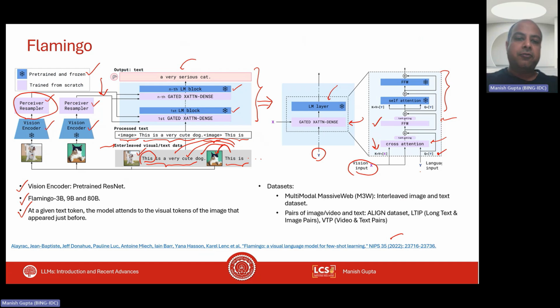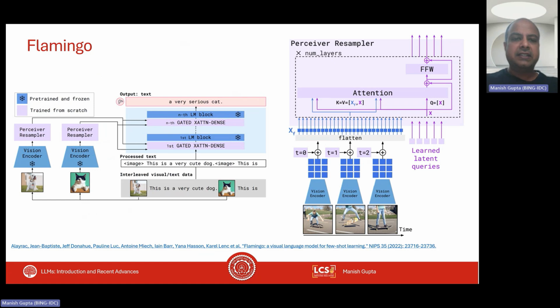Now, Flamingo, of course, depends on pre-trained models, but then these pre-trained models are fine-tuned using a large amount of data. More details about these datasets are in the paper, but the datasets basically include the multimodal massive web, the M3W dataset, which comprises interleaved image and text pairs. It is also trained on image-text and video-text pairs, as present in these datasets: the ALIGN dataset, the LTIP long text and image pairs dataset, and the VTP video and text pairs dataset. Okay. So this image on the left is the same as on the previous slide.